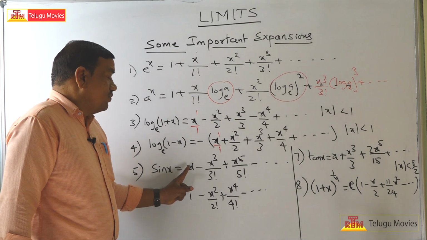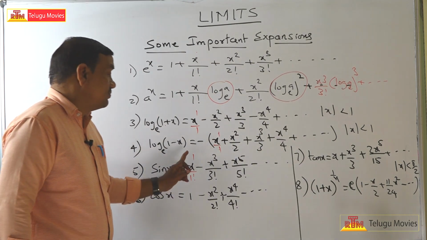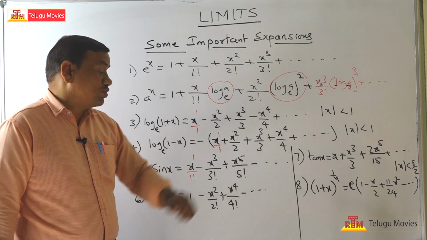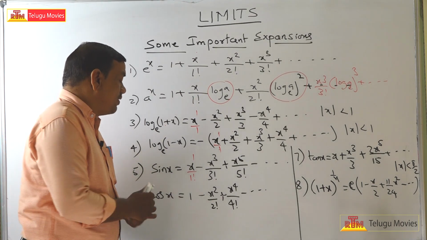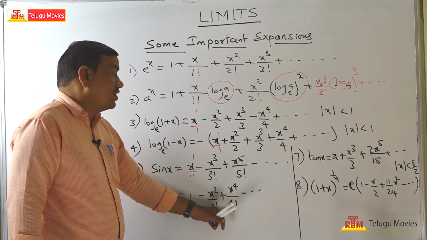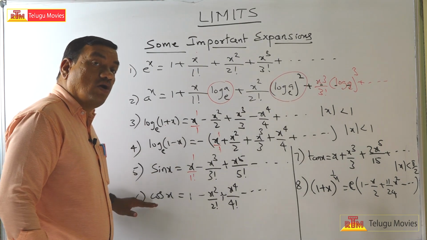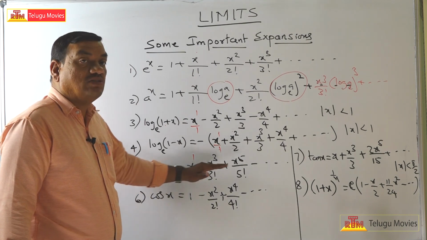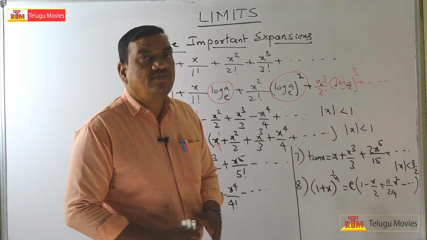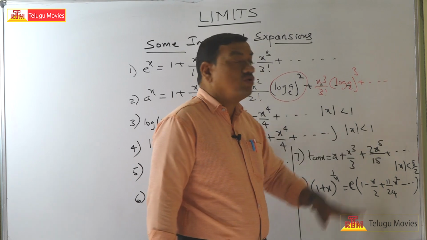One more thing: x power 1 by 1 factorial. Observe the powers: 1, 3, 5, and so on. They are odd numbers, with denominators 1 factorial, 3 factorial, 5 factorial, and so on. Now, x power 0 you can write here: 0, 2, 4, 6, 8, with denominators 2 factorial, 4 factorial, and so on. So for sin x, odd numbers; for cos x, even numbers, and plus minus here also. Coming to tan x, it has odd powers only: x, plus x cube by 3, plus 2 into x power 5 by 15, and so on to infinity.